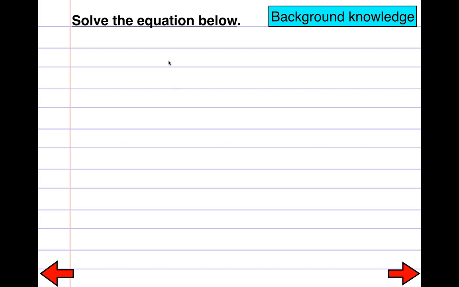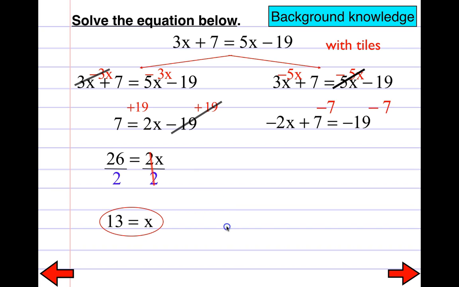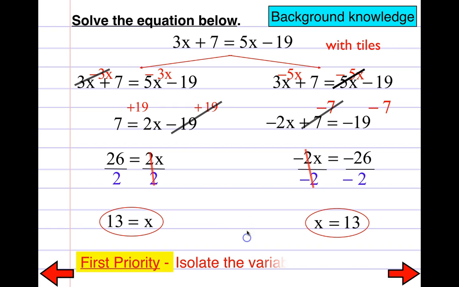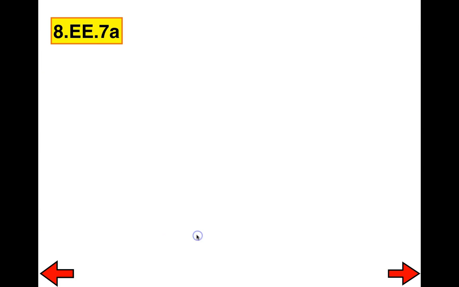So first things first, we're going to go over some background knowledge. The only thing I want you to recall from this slide is the fact that we have here what we would call a one solution. Okay, the only solution that would work for this equation where it would lead me to a true statement is x equals 13. So again, this is one solution.